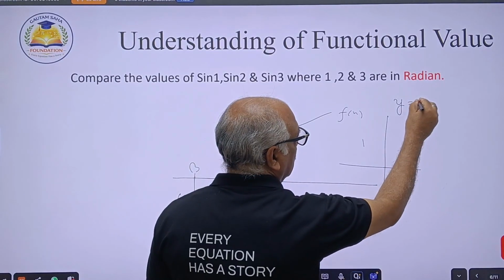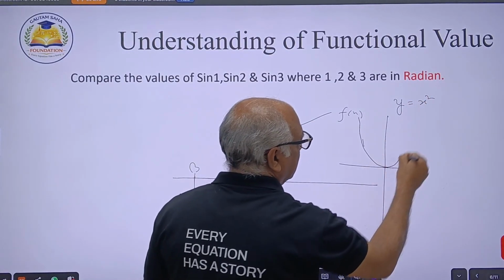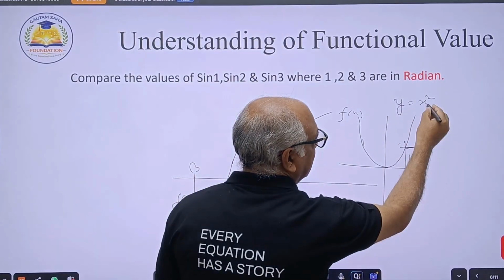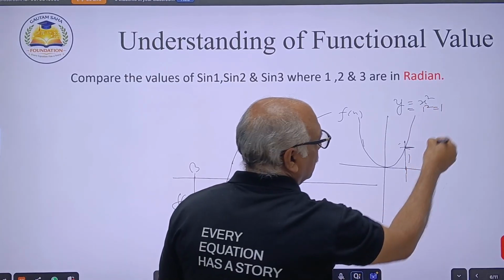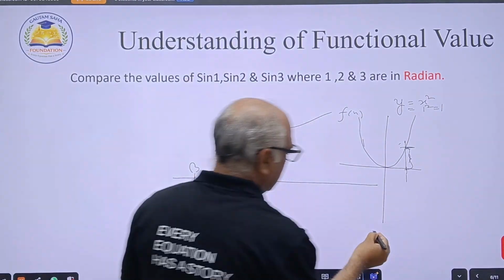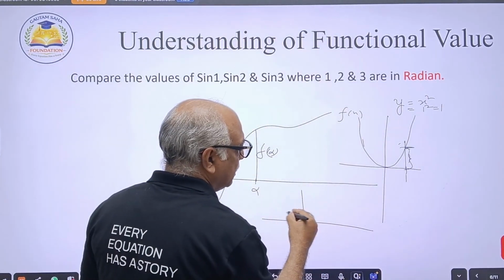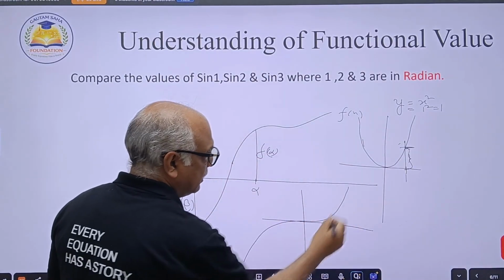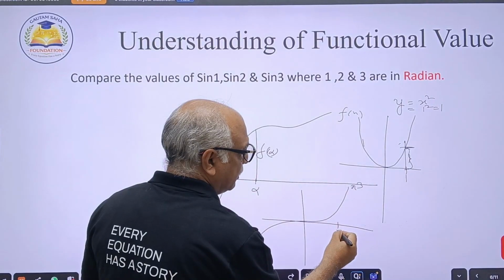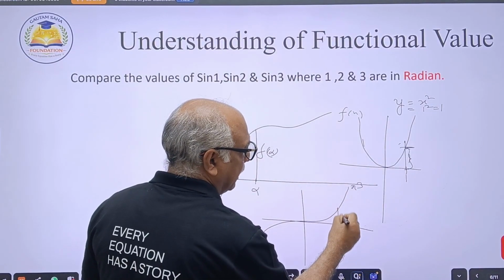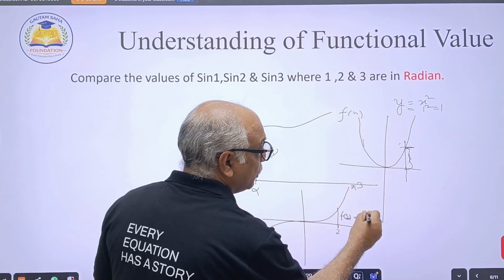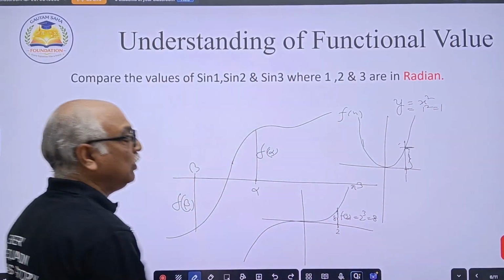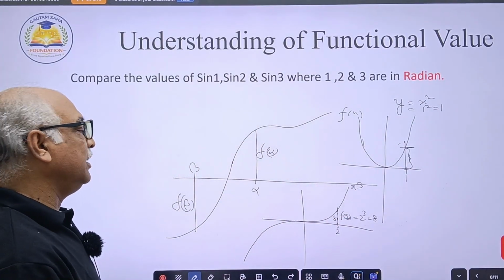y equal to x square. This is our x square. So it is 1. So this value is also 1. That means 1 is equal to 1. ये समझना है. Say this is x cube. This is our x cube. 2 is there. F of 2 is equal to 2 cube equal to 8. This quantity is 8. This is all about functional value.